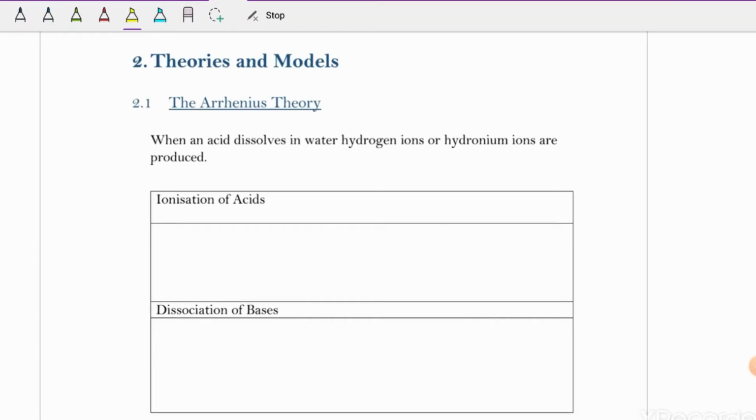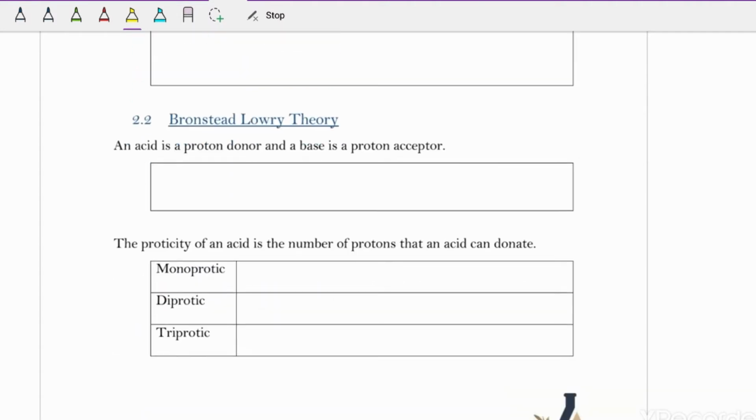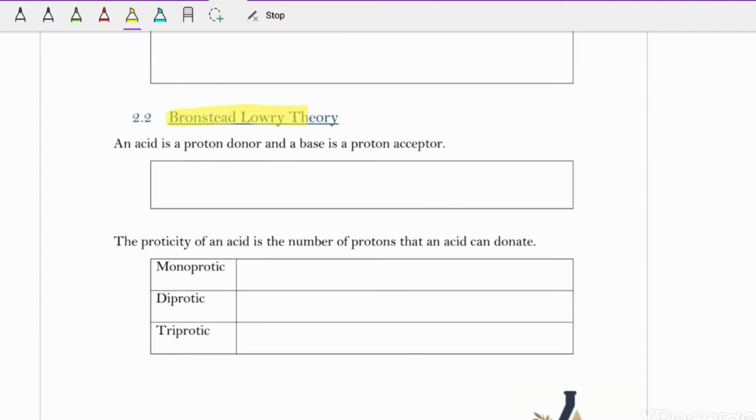Okay guys, so today we're going to discuss theories and models of acids and bases. So grab a cup of coffee and let's quickly work through it. The first theory that we will be looking at is called the Arrhenius Theory. We're going to compare the Arrhenius Theory against the Bronsted-Lowry Theory.